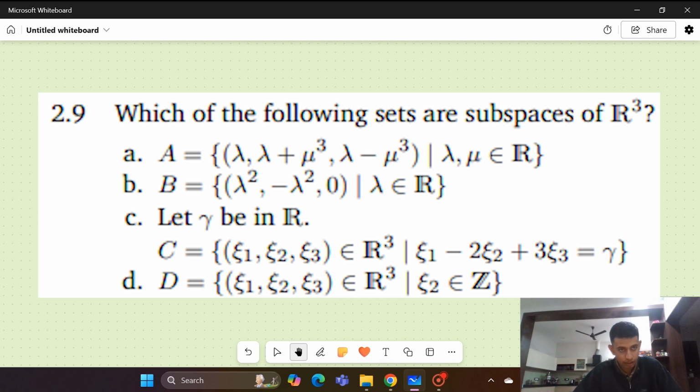Well, hello everyone. The question for the night is: which of the following sets are subspaces of R cube? We'll do this fairly quickly, though it will take a while, because we're going through four rather long examples and I'll be working through them in detail. I expect you to at least know what the definition of a subspace is.